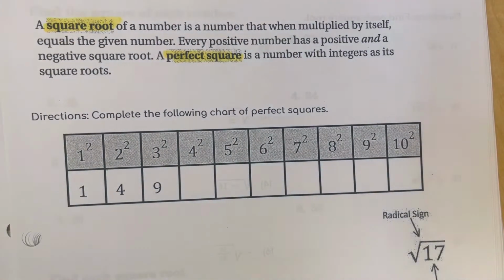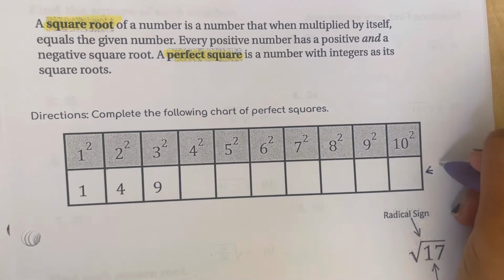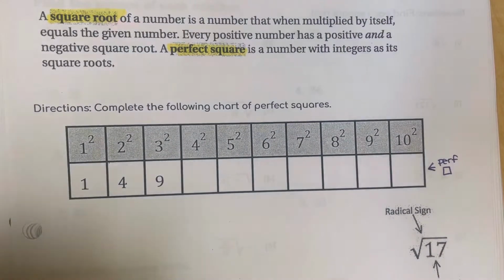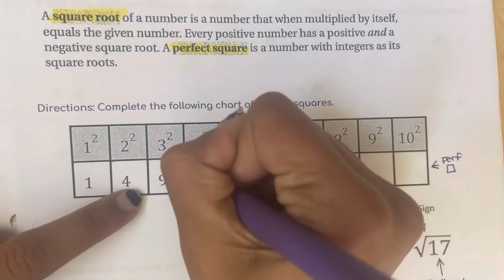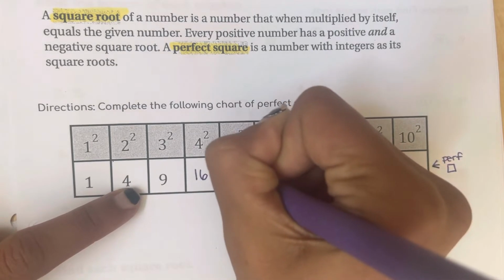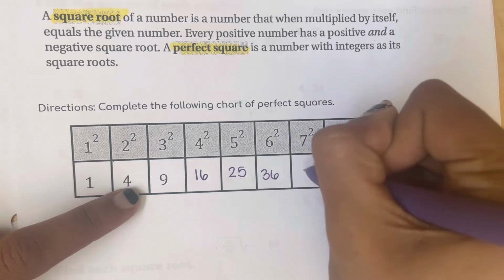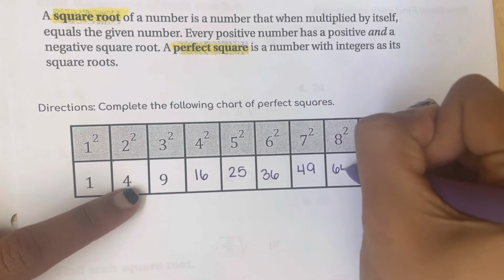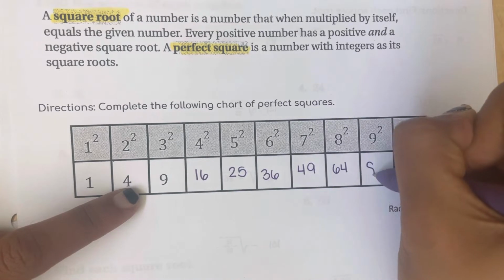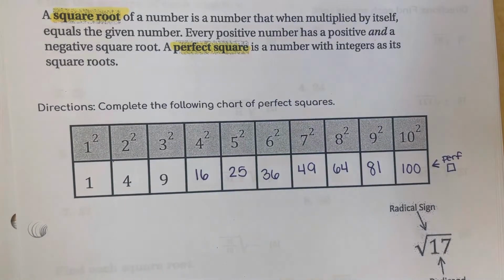And right now we're going to get into talking about our list of perfect squares, which is going to be this row here. So perfect squares. I have 1 squared, which is 1, 2 squared, which is 4, 3 squared, which is 9, 4 squared, which is 16, 5 squared, which is 25, 6 squared, which is 36, 7 squared, which is 49, 8 squared, which is 64, 9 squared, which is 81, and 10 squared, which is 100. And this is my list of perfect squares.